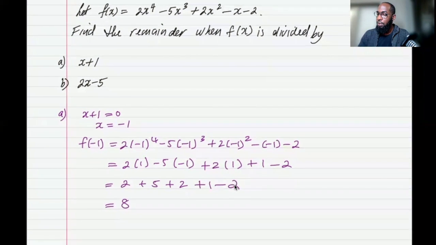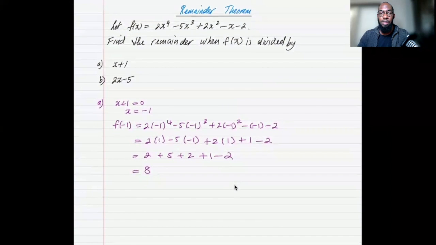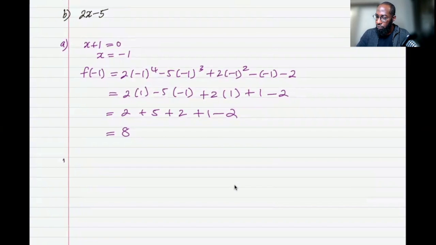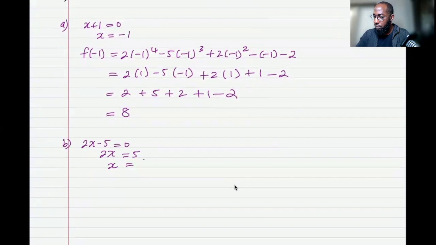Let's deal with part B now. We're going to follow the same steps. We're going to put 2x minus 5 equals 0, transpose, get the x value, and then we're going to substitute that value into this function. Use our calculator, simplify, and we'll get our remainder. So let's deal with that now. So 2x minus 5 equals 0. Now we're going to substitute.